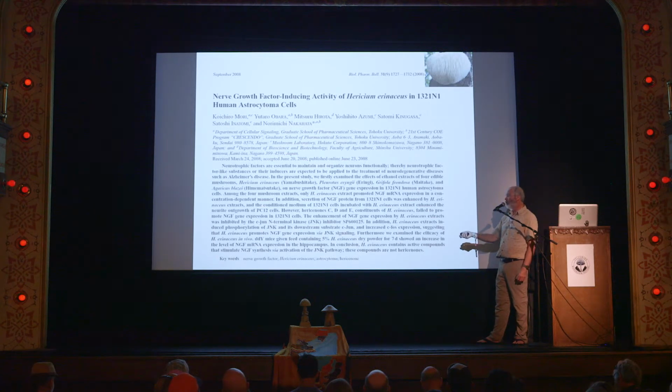They then went on to give mice a bunch of lion's mane, dried lion's mane, 5% of their diet in dry powder, so a big dose. And they found effects in mice too. So they found increased levels of NGF messenger RNA in brain regions. So it looked like, in fact, this goes beyond the tissue culture dish, which is terrific.